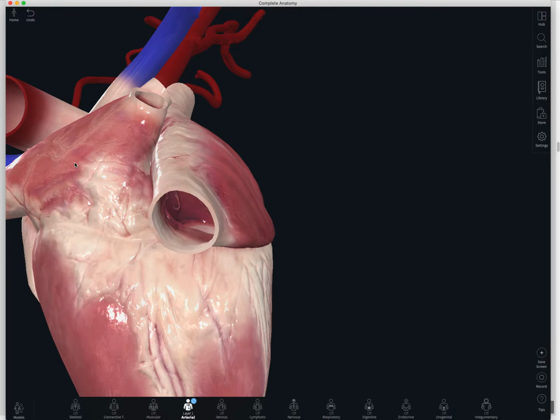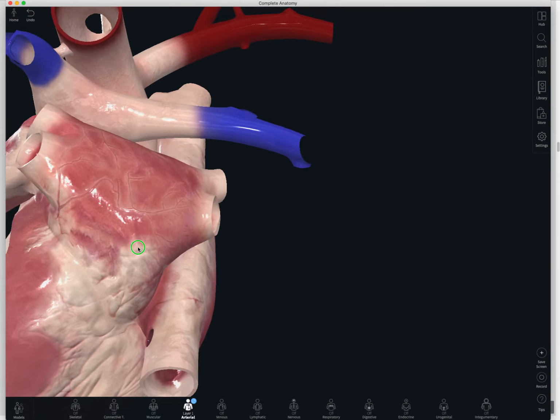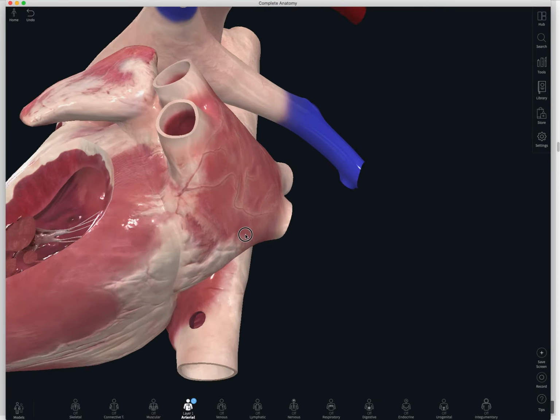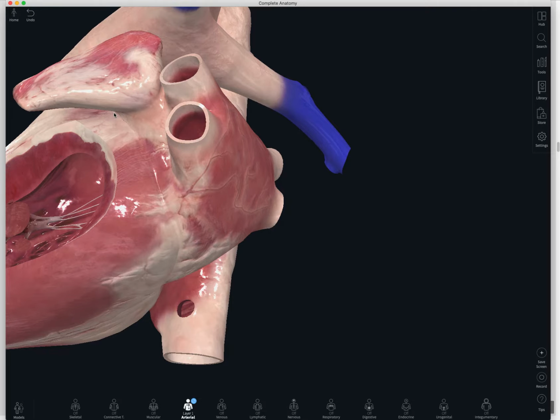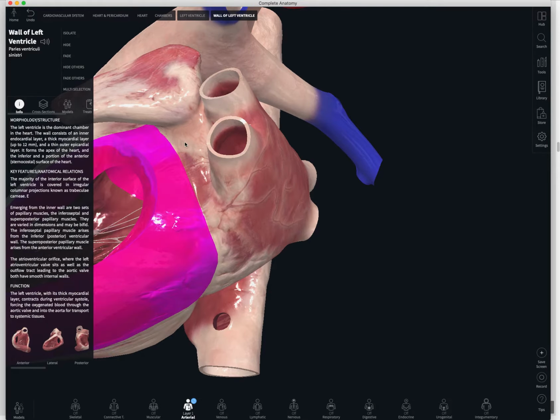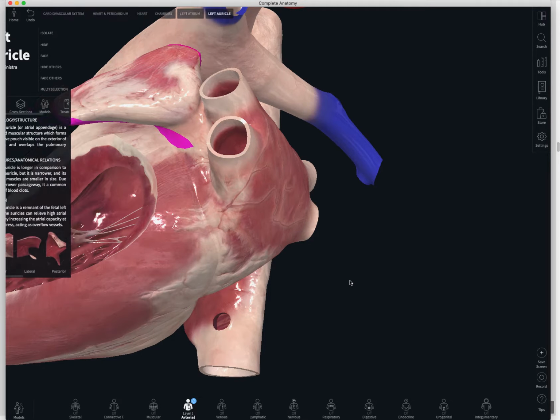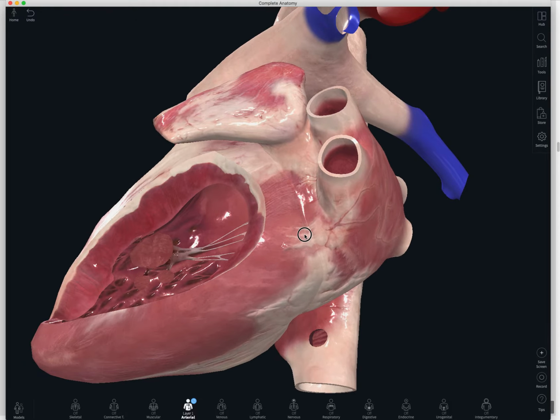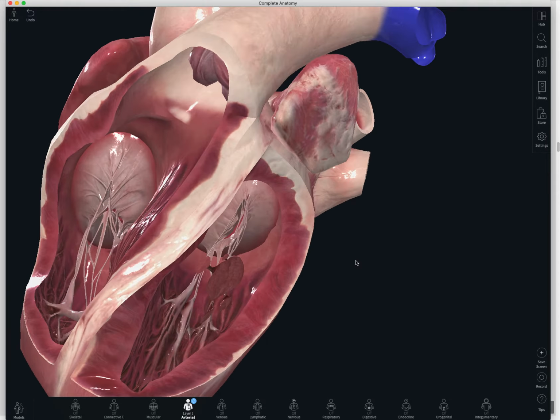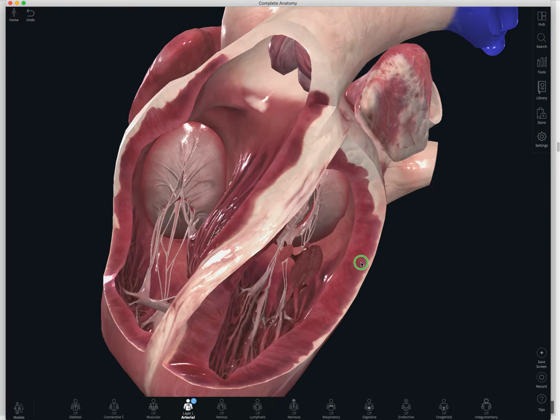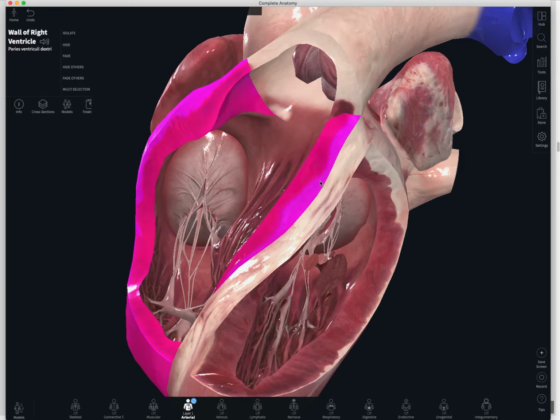This is your left atrium, left ventricle, right ventricle, and so this coronary sulcus wraps around right here. Okay, it continues here, goes around the heart like that. Okay. Move to the heart back.